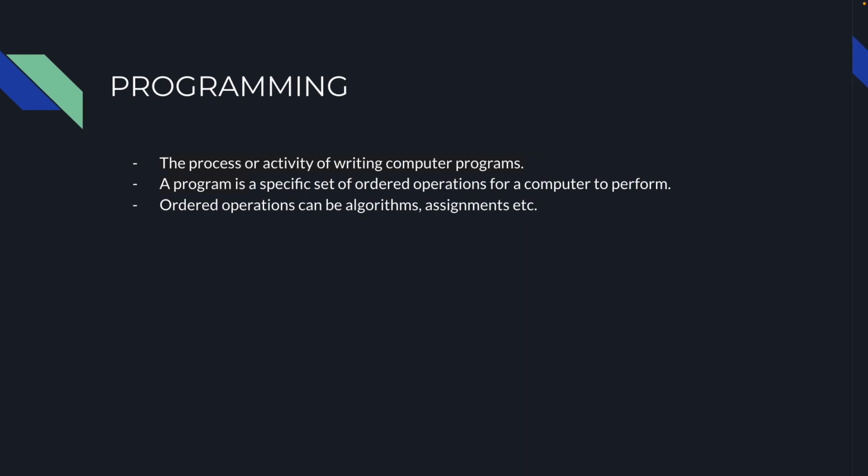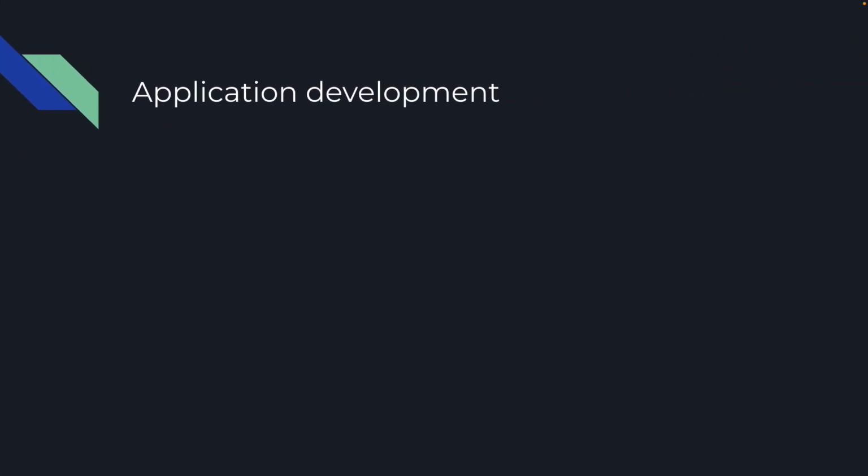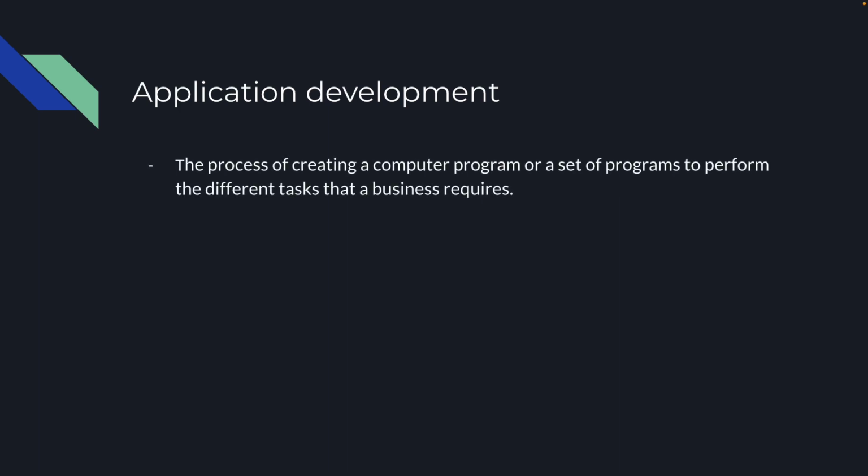So let's look at application development. What is application development? Application development is the process of creating a computer program or a set of programs to perform the different tasks that a business requires, right? We've already established what a computer program is, a set of ordered instructions. The process of creating these computer programs to perform different tasks within a business is called application development.